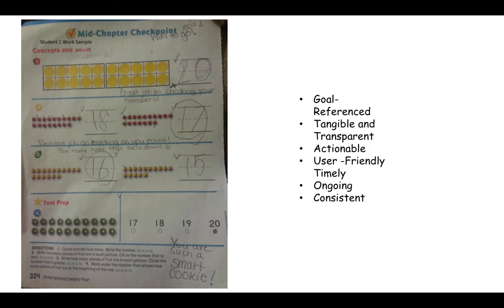Is it tangible and transparent? Well, yes, but look at all of the feedback that's written. Great job on checking your numbers. Excellent job on marking as you count. You really have this skill down. You are such a smart cookie. Okay, so I'm seeing some positive and some negatives. First off, it is definitely very specific. So he or she is saying, oh, look, you're marking things as you count. That's very actionable. Checking your numbers, he or she recognized that the student ended up fixing something and rewrote it.